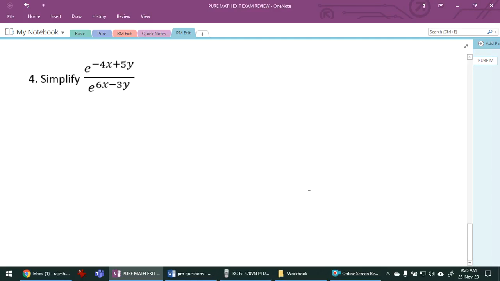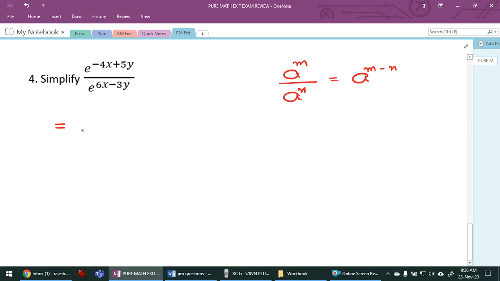Question number 4. Simplify this expression. So we know the rule: a power m divided by a power n equals a power m minus n. The base should be the same. If this is a here, then this also should be a. Then the powers you have to subtract: a power m minus n. So here we can find that the base is the same, here also e and here also e.